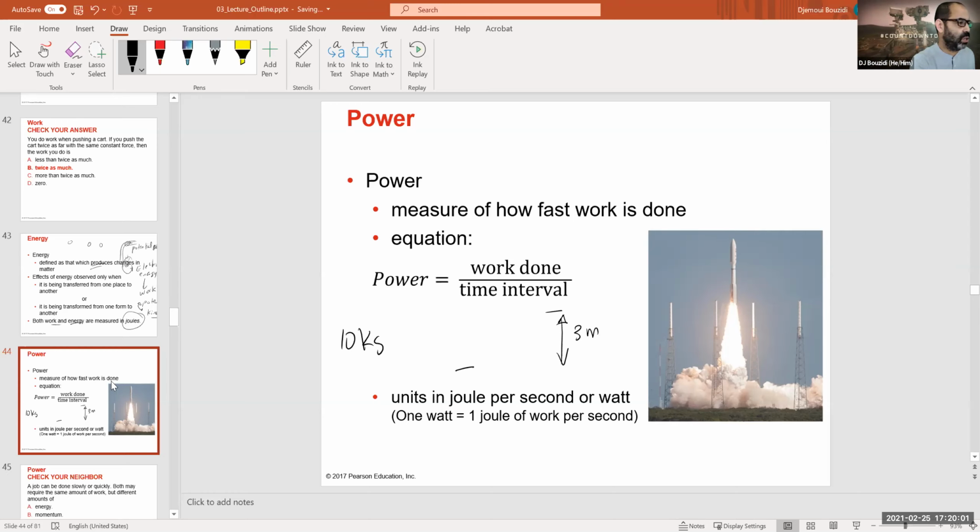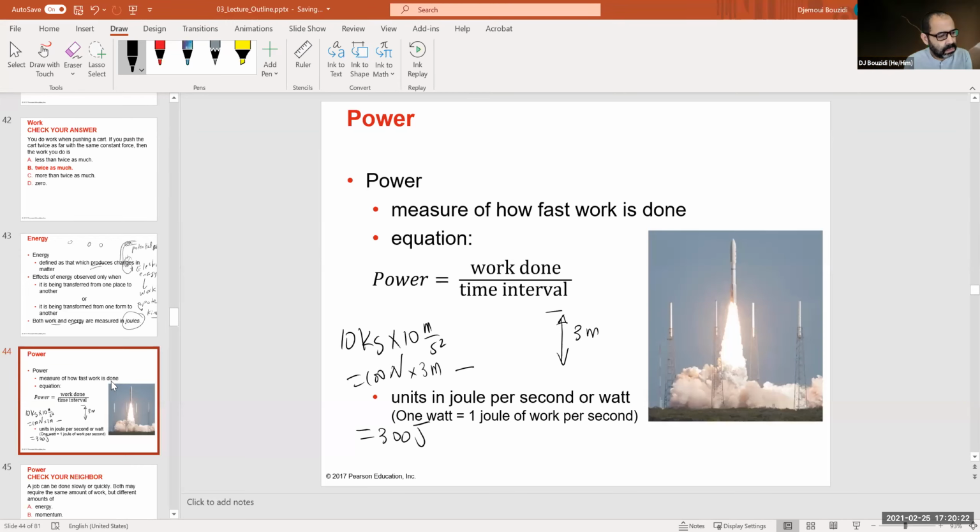So both of us are going to do this much work: 10 kilograms times 10 meters per second squared. That is the weight of this object, which is 100 Newton. And we're going to move them 3 meters. So that is going to be 300 joules. So both of us are going to do the same work, okay?